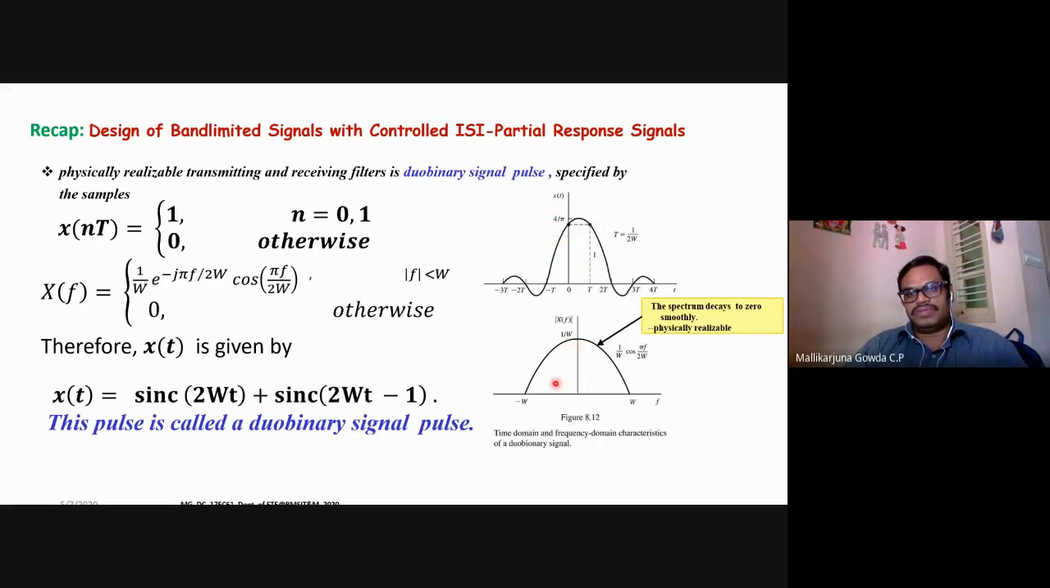What we observe from the frequency response of this duobinary signal pulse is that there is a smooth transition. That means the spectrum of the signal x of t decays smoothly to 0, which we will be able to realize physically. This is what I discussed in the previous class.